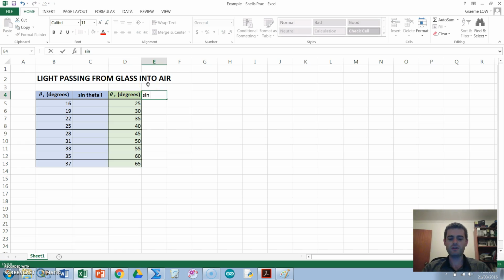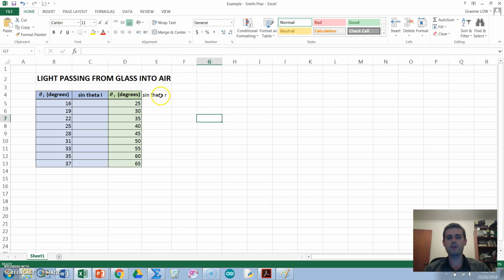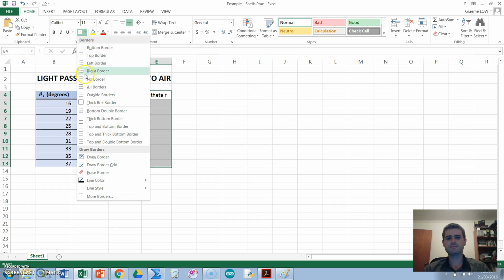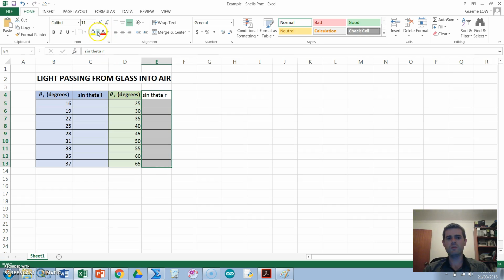Now, I'm not going to make them anything too special. I'm not going to use symbols like I did for the other one because it actually takes quite a bit of time to set up. I'll just put sine of theta I and sine of theta r there. Give them a bit of color to make them look pretty, and then we're good to go.